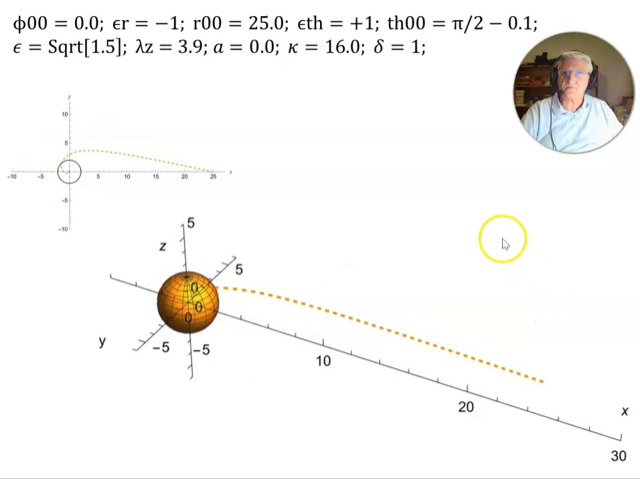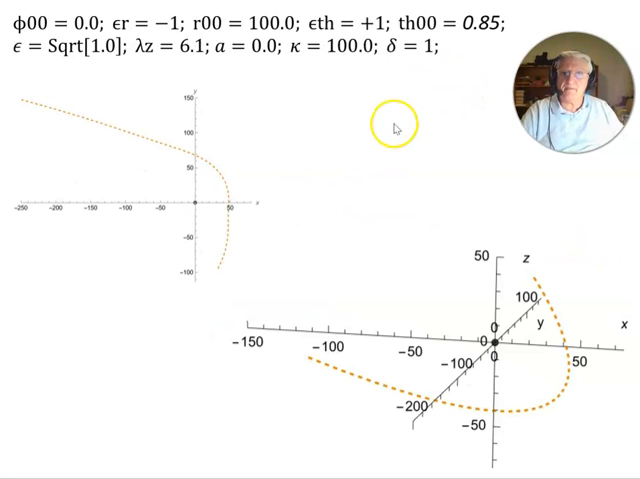Next thing, another plunge orbit, starting 25 units out, coming in, plunging into the singularity. Here's a flyby or deflection orbit, and here different parameters. Polar angle set to 0.85 radians. The energy parameter a bit less this time. It's released from rest at a distance of 100 units. The Carter constant set to 100 units, and you can see it just sort of flies this way.